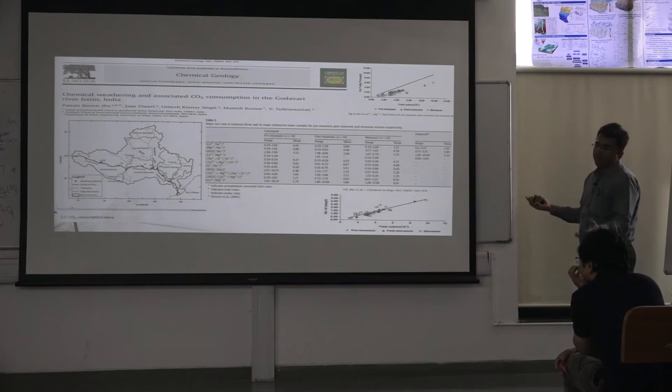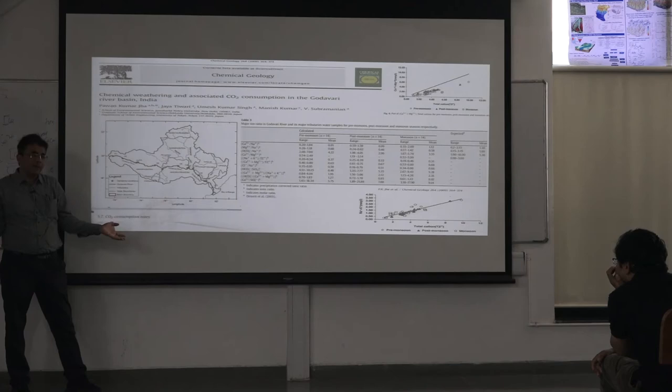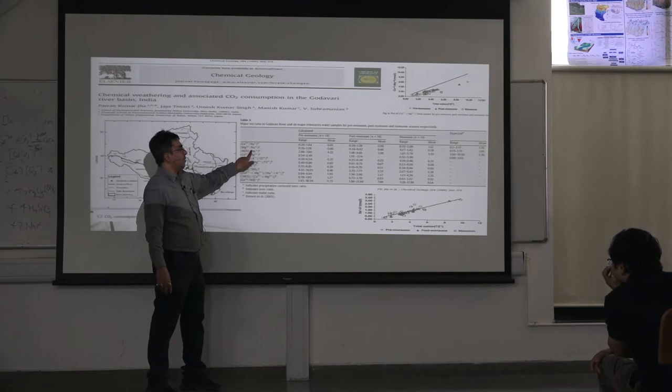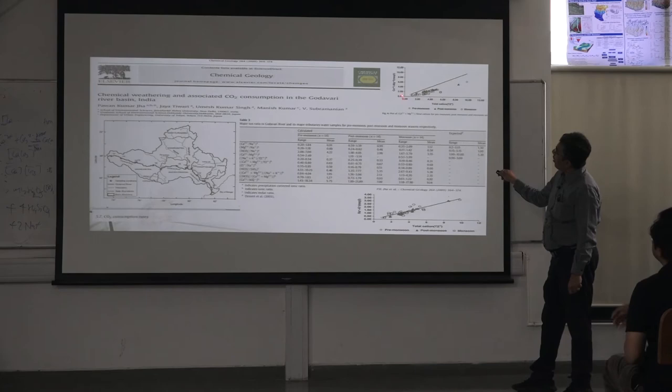And what have we done? We went to 11 locations, and from the 11 locations, we collected the water. We measured the major ions, major cations, and we measured the pH, and we did the molar ratio. And due to the molar ratio, and now, see, this is the total cation, and this is the calcium. So if I plot calcium, magnesium, milli equivalent, total cation.